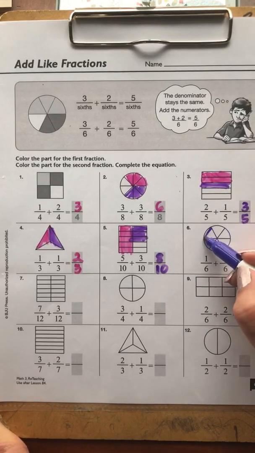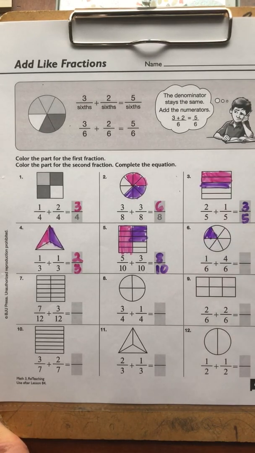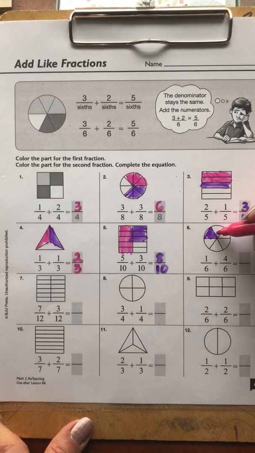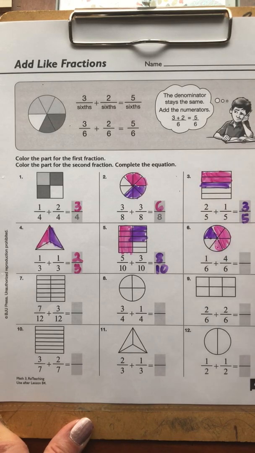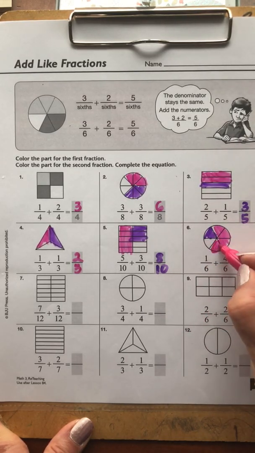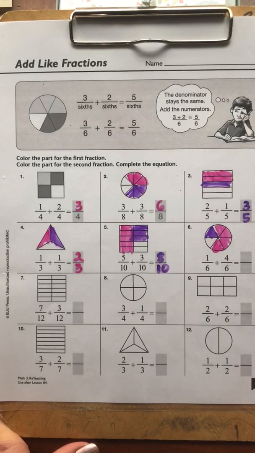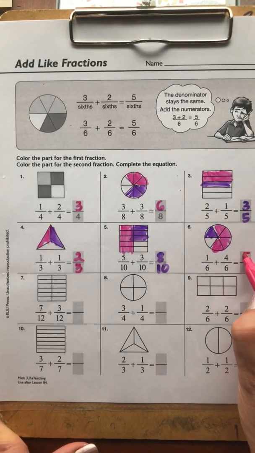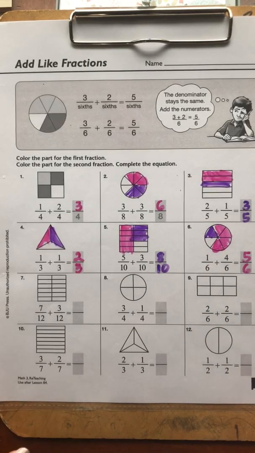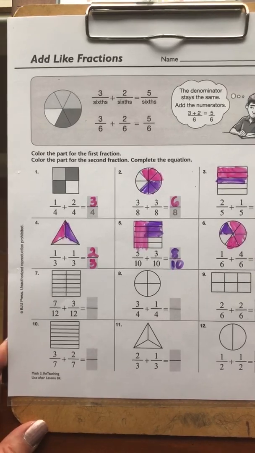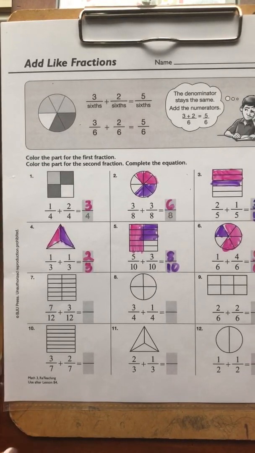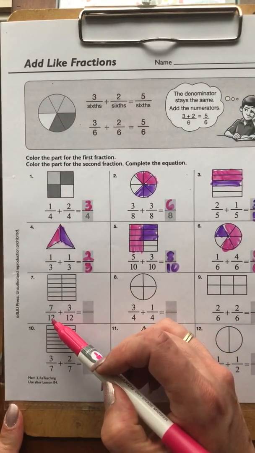Number 6. We have 1/6 plus 4/6. We're going to add those together. 1 plus 4 is 5. And again, our denominator stays the same, so 5/6 is our answer. All right, doing great. Here we go, number 7.